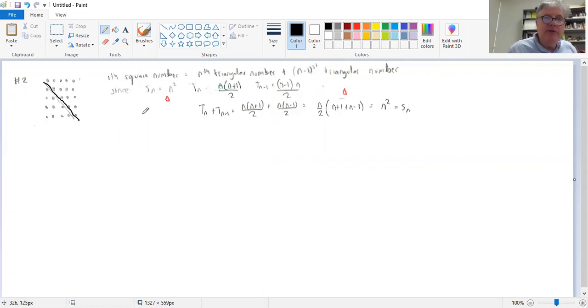And you can do this algebraically because the nth square number is n squared. The nth triangular number is n times n plus 1 on 2. The one before it is n minus 1 times n on 2. And if you add them together, you end up with n squared. So you can show quite straightforwardly that the two triangular numbers add up to the square number.